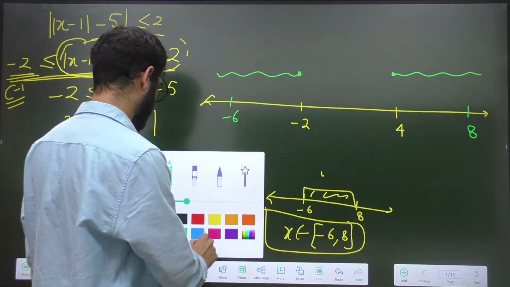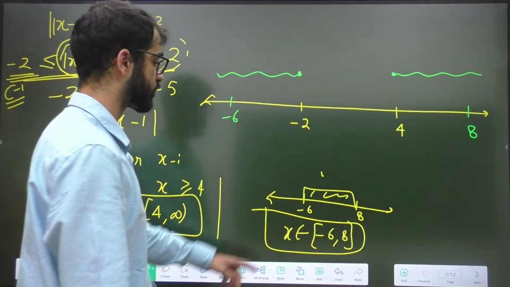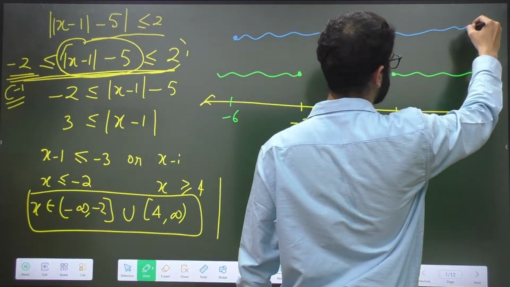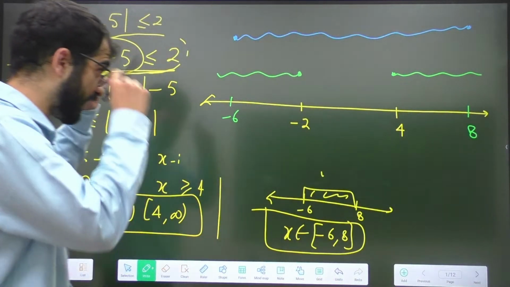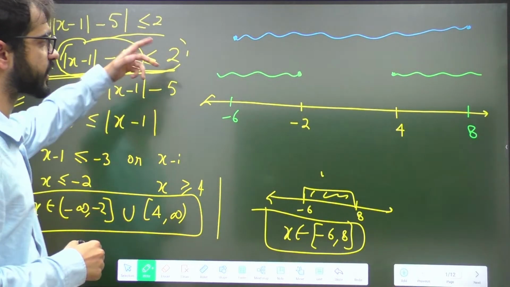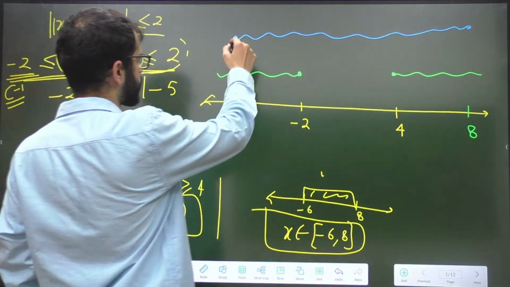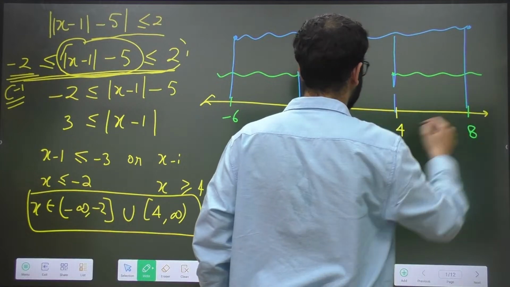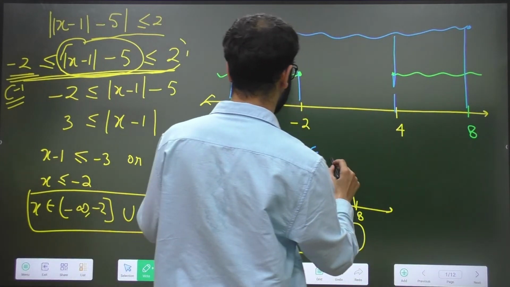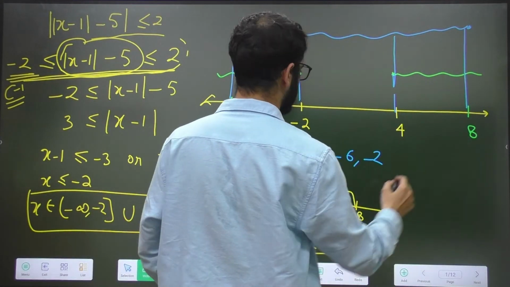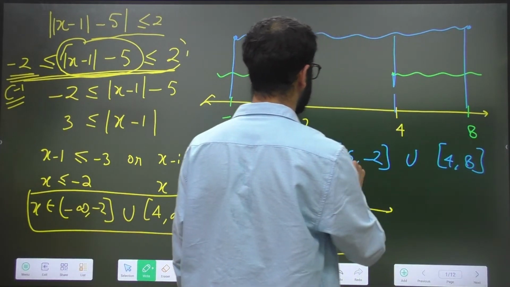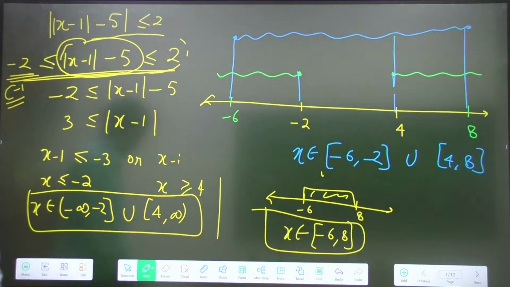Now let's have a look at the other interval. It is from minus 6 to 8, closed intervals. So this will be the second number line. Now we have to look for values such that both of these conditions are satisfied. Both of these conditions are satisfied for this interval and for this interval. So I'm going to say x belongs from minus 6 to minus 2 union 4 to 8, closed interval. I hope that is enough.